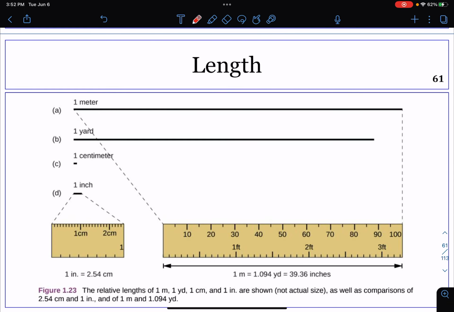The SI unit of length is the meter. Yards, centimeters, inches, and feet are just a few other units of length that we'll also be using, and you'll find a bunch of unit conversions on the back of your periodic table.